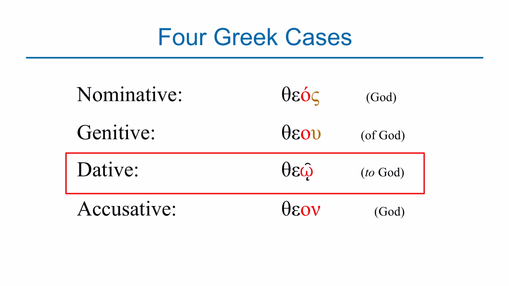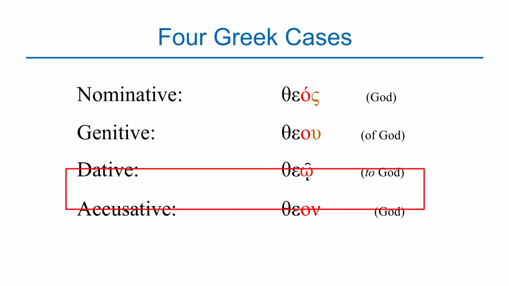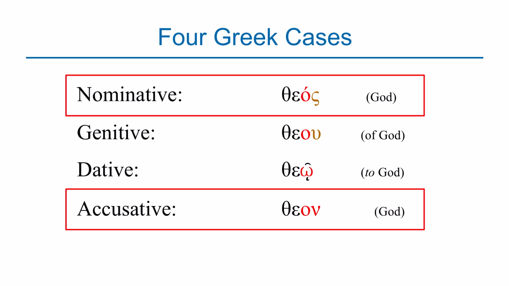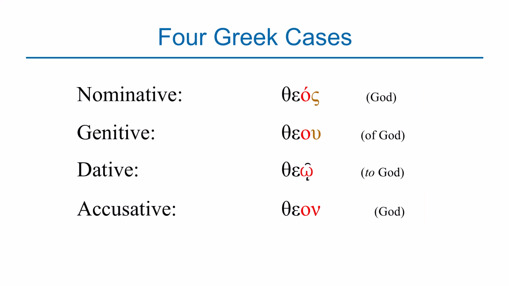But if a word is the direct object in a sentence, you use the accusative, because the accusative is used to show that the word is the direct object of the sentence. For example, the word theon. And you'll notice that the nominative and accusative are translated in the same way, but their function is different. For example, the nominative shows the subject of a sentence, while the accusative shows the object of a sentence, the direct object of a sentence.